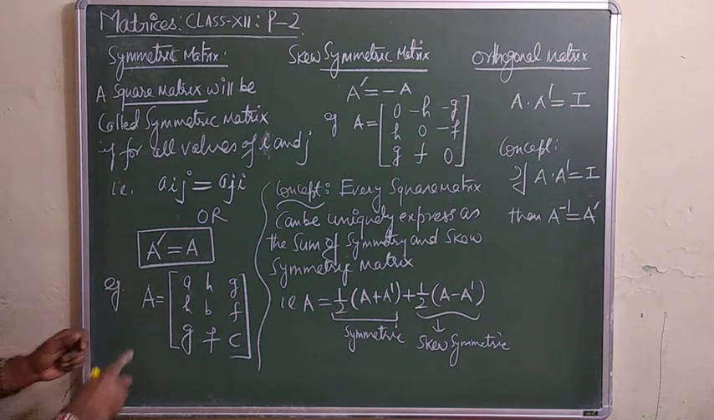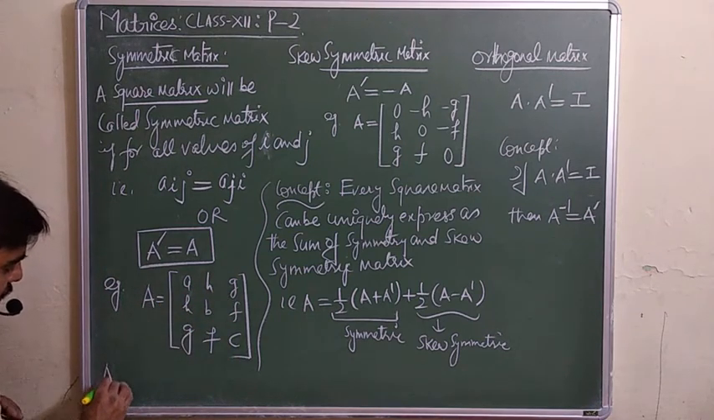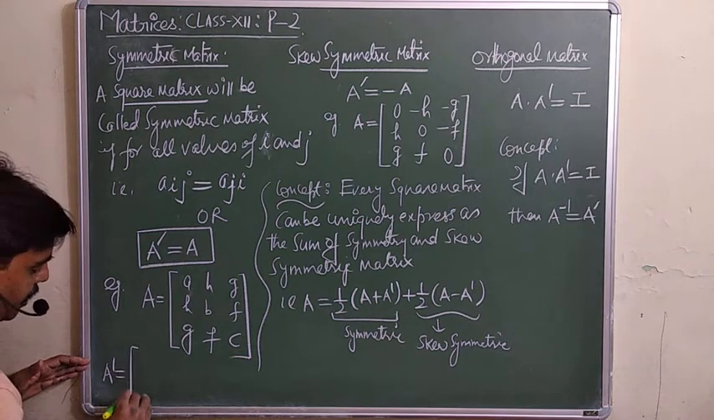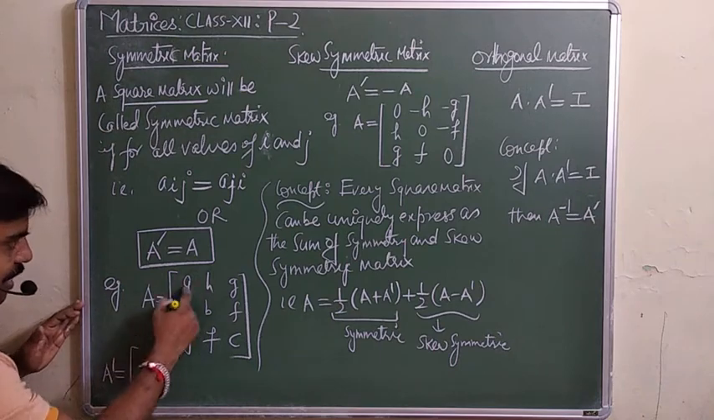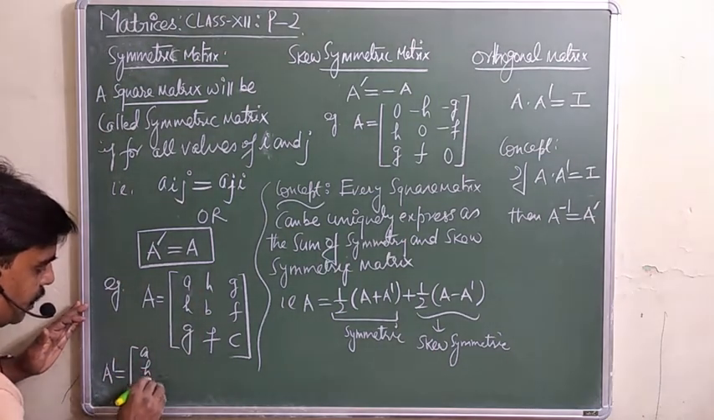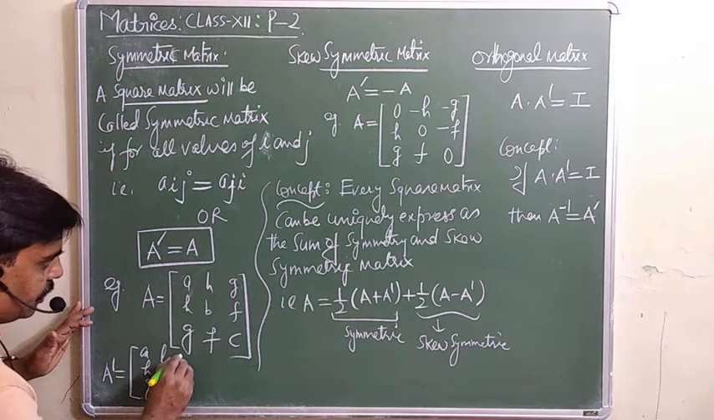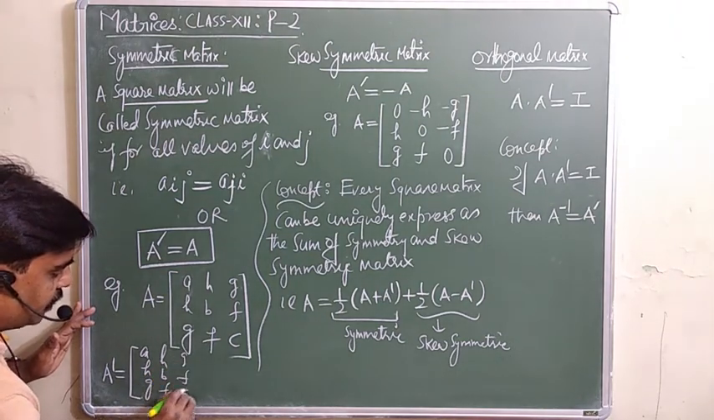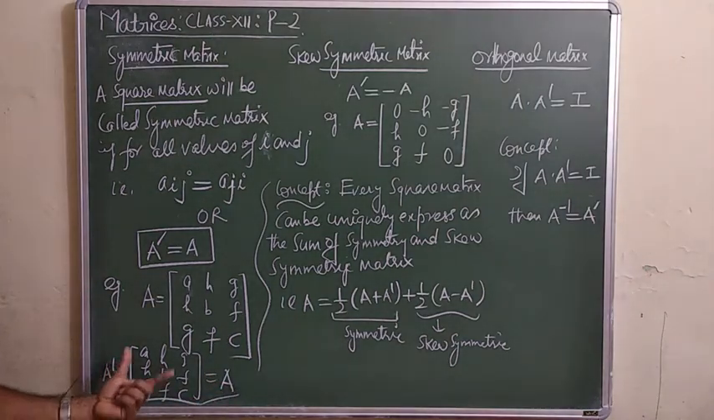For instance, this is the example you are taking. There is a matrix A, the elements are this one. If you take the A transpose, you will get the matrix itself. You will change the rows into columns and columns into rows, so you will get A, H, G. Same you will get H, B, F, that is G, F, C, and this is the matrix A itself.